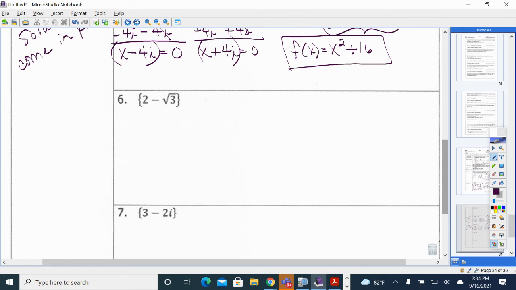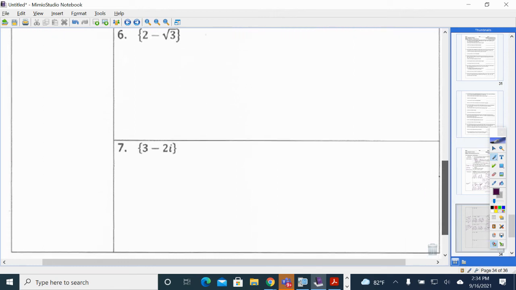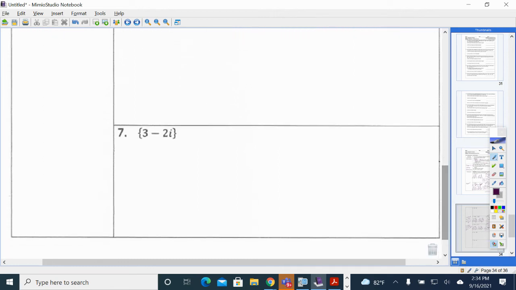I'm going to go through example number 7 real quick. And we'll talk more about these in class. This one is a little more complicated. X equals 3 minus 2i, keeping in mind that it is complex, it comes in pairs. X equals 3 plus 2i. So we're going to have to bring everything to the left.